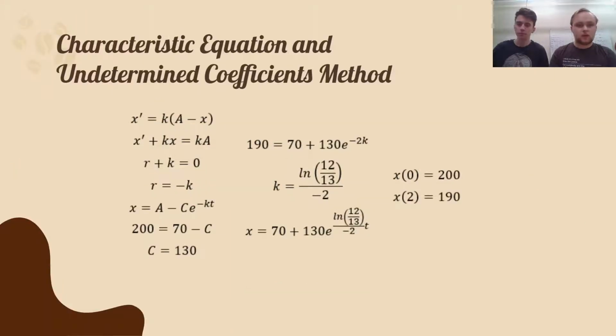Cool. Now we're looking at our characteristic equation and undetermined coefficients method. Again, it's a lot of the same stuff, but in this case we take the characteristic equation of our x prime plus xk equals ka, which we then solve for r, and from there it's the same thing, more or less. What differentiates this from our previous ones is that now we have x prime isolated on one side and everything else on the right side.